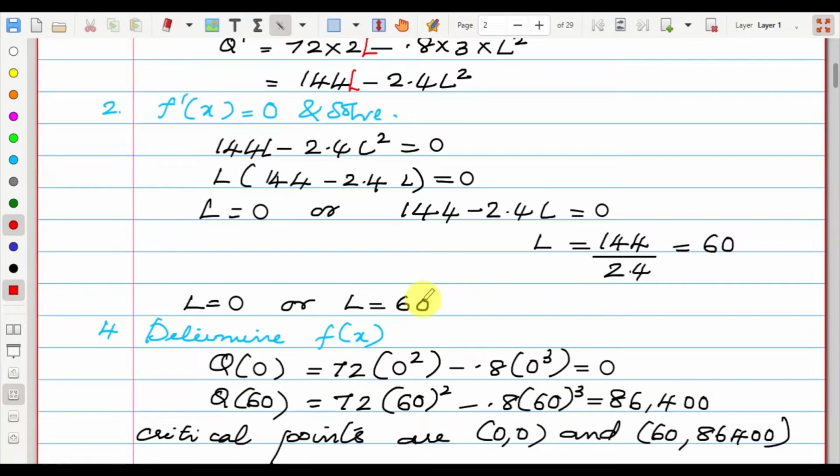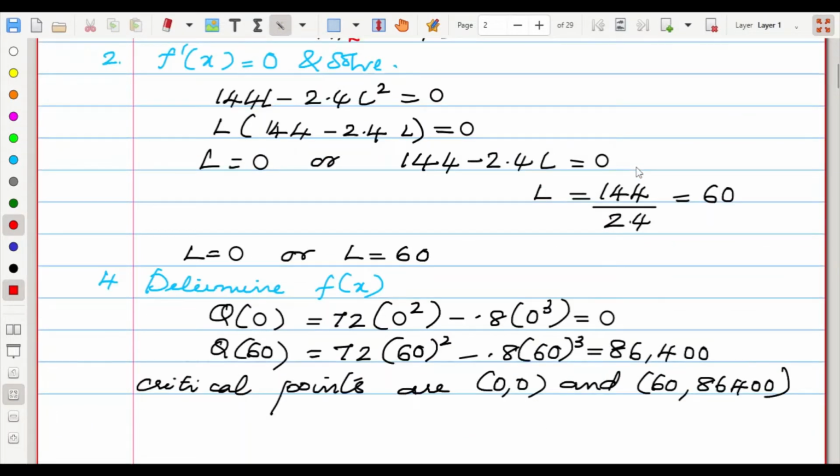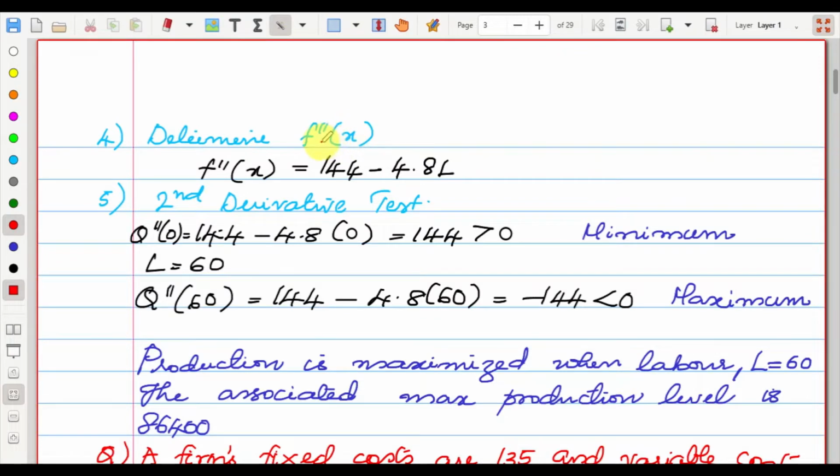Now we need to determine the function value. So q of 0 equal to 72 L square minus 0.8 L cube; substituting L equal to 0, q of 0 equals 72 into 0 square minus 0.8 into 0 cube, that is equal to 0. Another value of L is 60. Substituting here, we get 86,400. So we got the critical points: one point is (0, 0) and the other point is (60, 86,400).